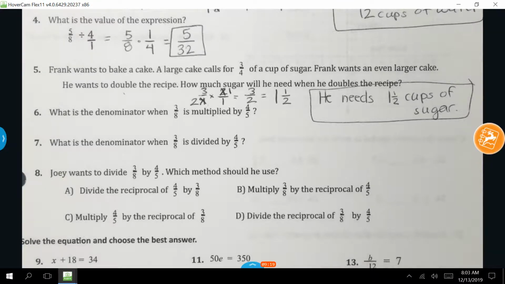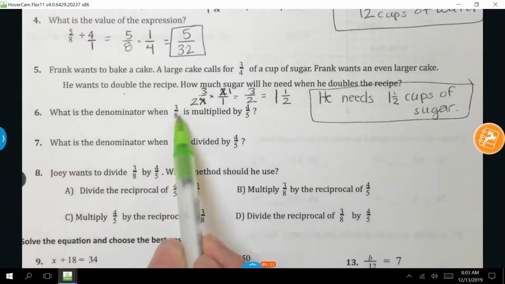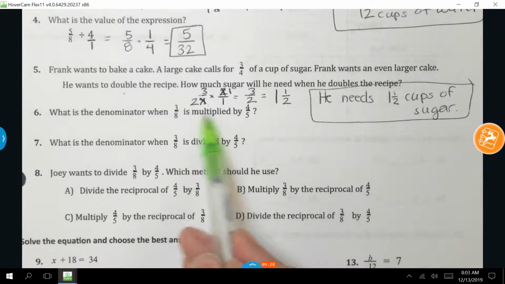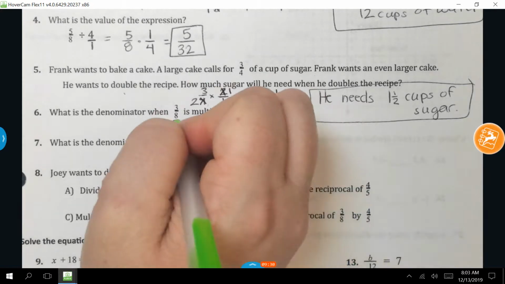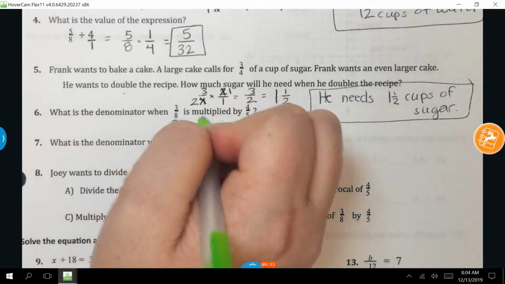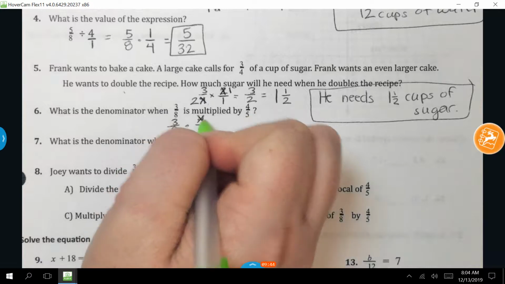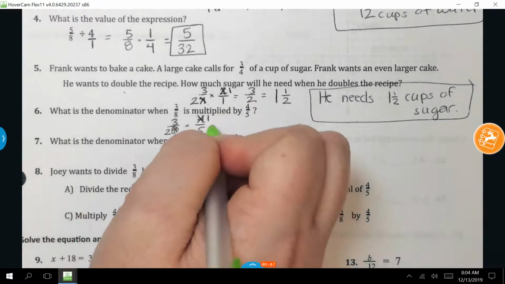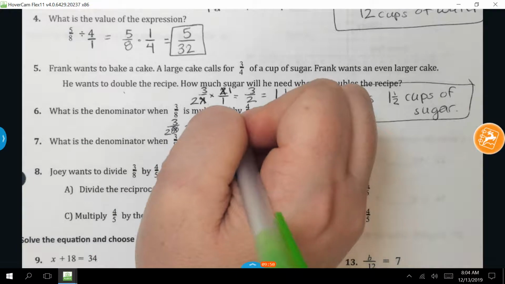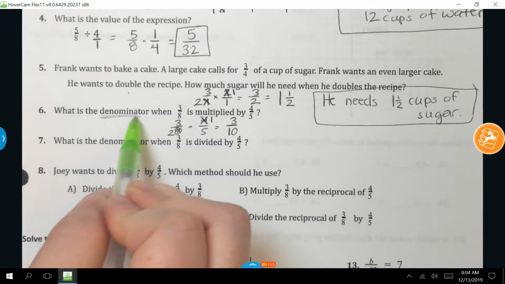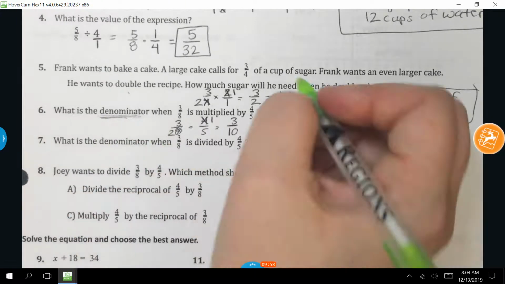All right. Number 6 says, what is the denominator when 3/8 is multiplied by 4/5? So what is it asking us to do? To multiply. So I'm going to write 3/8 times 4/5. All right. Can I simplify? Yes, it says multiply. What will simplify here? 4 and 8. So 4 goes into 4 1 time. 4 goes into 8 2 times. So on the top I get 3. On the bottom, 10. Now what did it ask me for? The denominator. So what is my denominator here? 10.